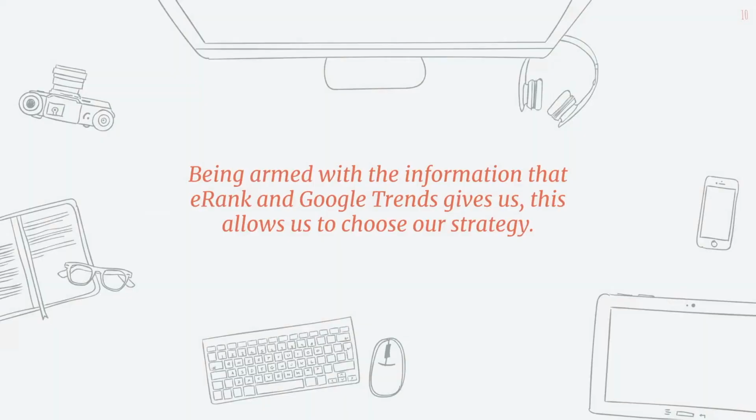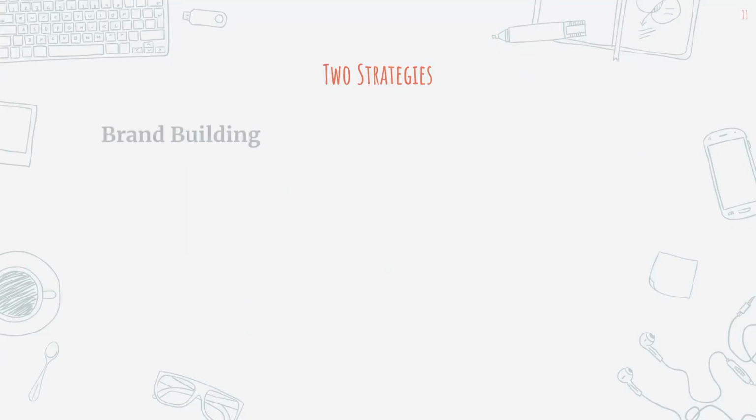All right. So being armed with this information that eRank and Google Trends give us, this allows us to choose our strategy. So we got a couple of different strategies that you could choose to go with. And it's good to see what you'll want to do at the beginning, because that'll allow you to choose your path. All right, so the two strategies of how I see it.